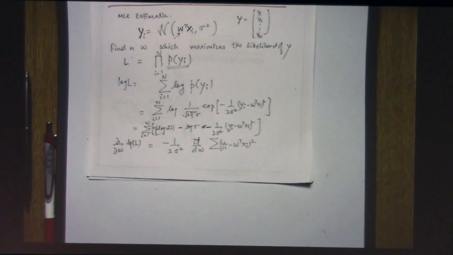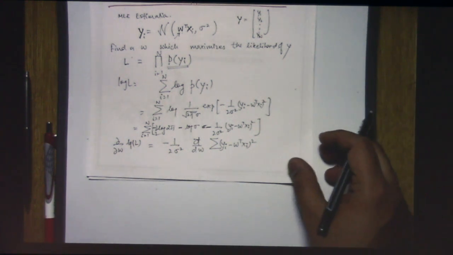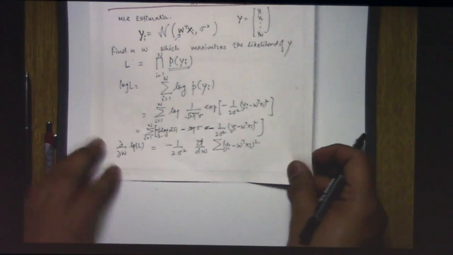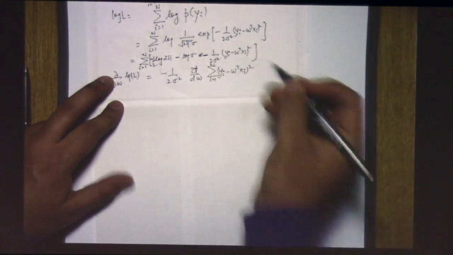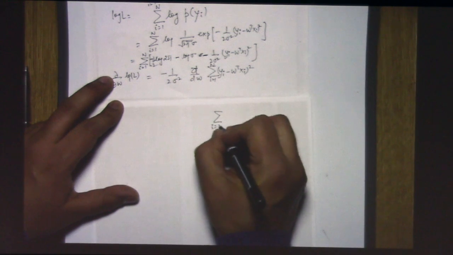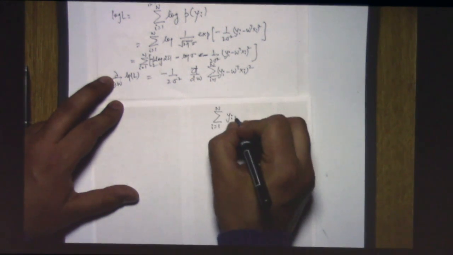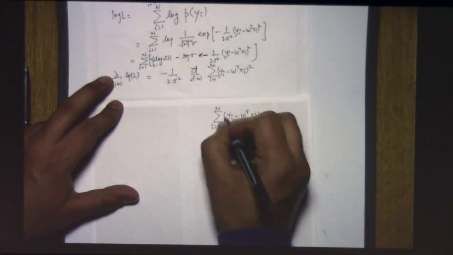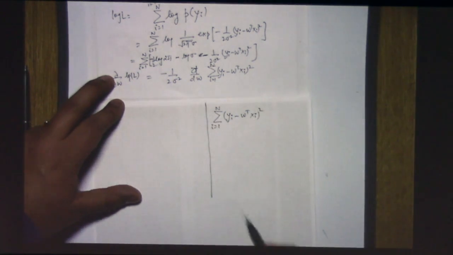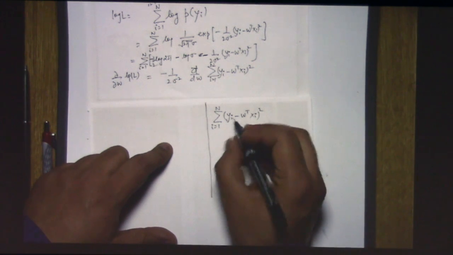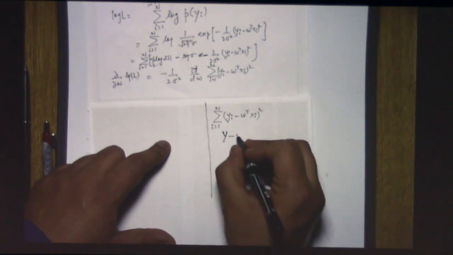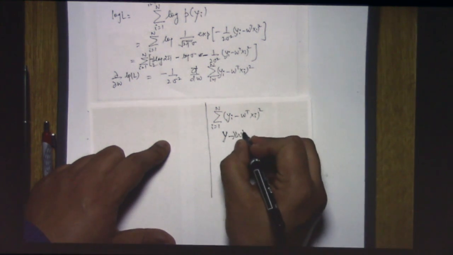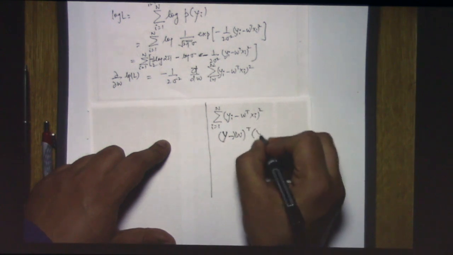Now there are many ways to solve this, but I'm going to use one way, which is going to be easier. Let's look at this quantity over here: the sum over i equal to 1 through n of (yi minus w transpose xi) squared. If y is a vector which contains all of these quantities, this can be written as (y minus xw) transpose (y minus xw).